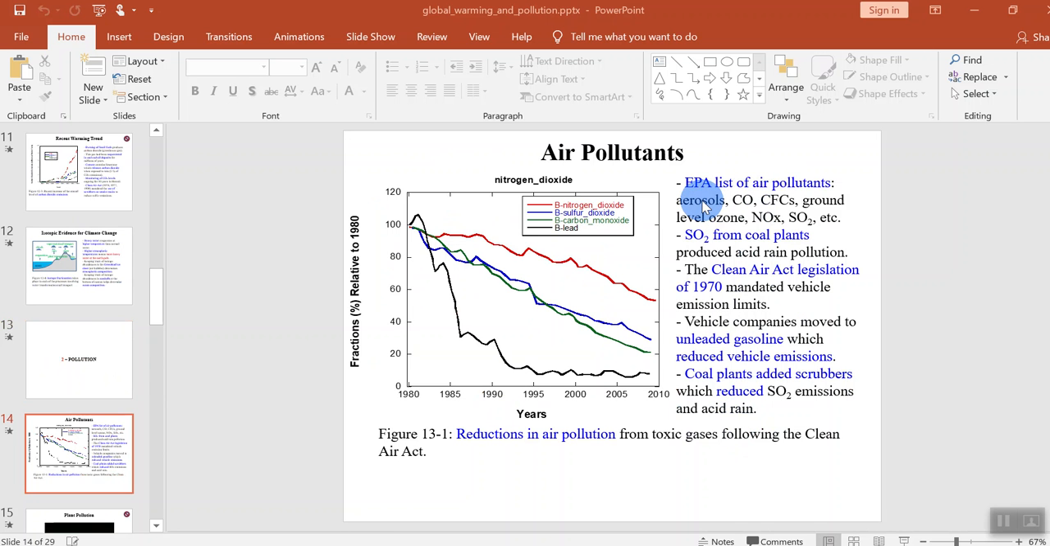We said the Environmental Protection Agency issued a list of air pollutants: carbon dioxide, carbon monoxide, sulfur dioxide. Sulfur dioxide is emitted from coal plants. So the Clean Air Act legislation of 1970 mandated the end of leaded gasoline. So that cleaned up vehicle emissions and leaded gasoline. Okay, and coal plants added scrubbers that reduced sulfur dioxide levels.